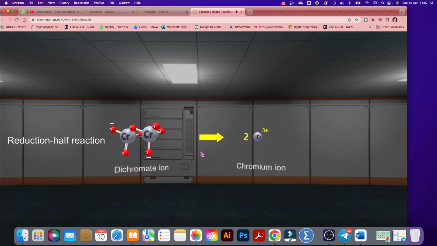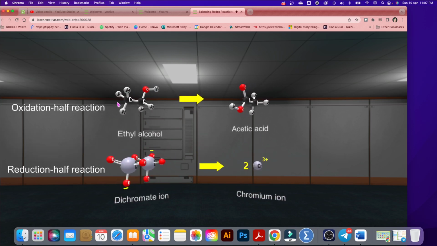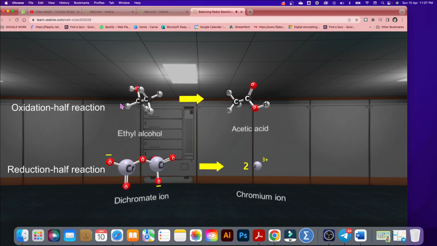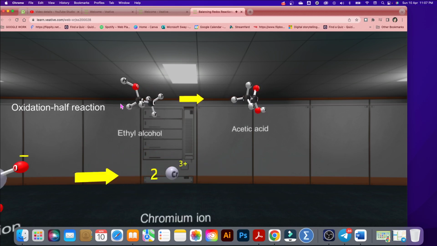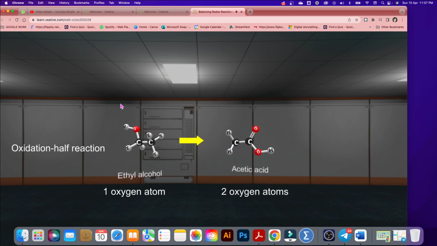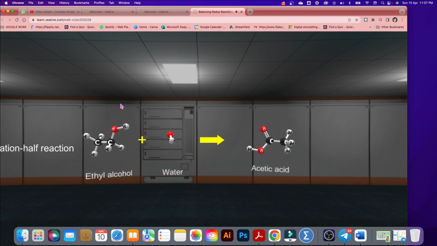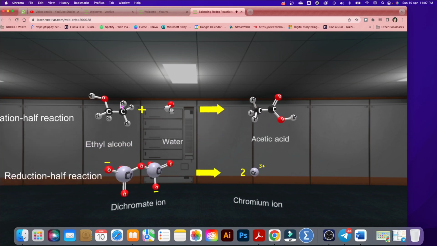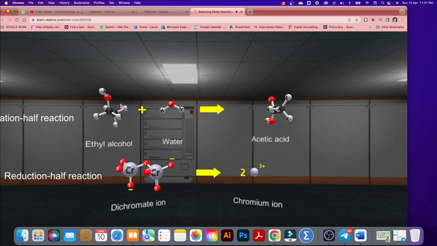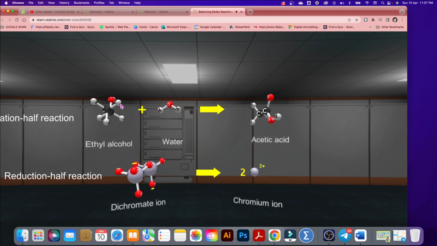In step 3, balance the oxygen atoms by adding a suitable number of water molecules. In the oxidation half reaction, the product side is in excess of 1 oxygen atom. Hence, add 1 water molecule on the reactant side to balance oxygen. In the reduction half reaction, the reactant side is in excess of 7 oxygen atoms. Hence, add 7 water molecules on the product side.